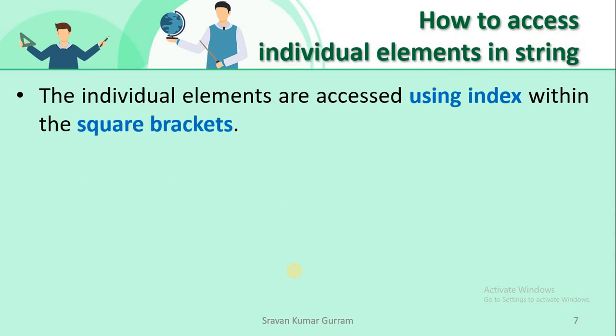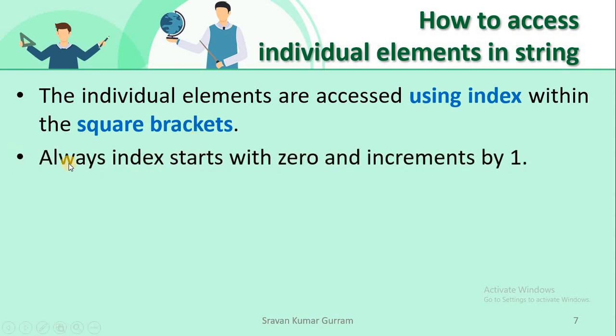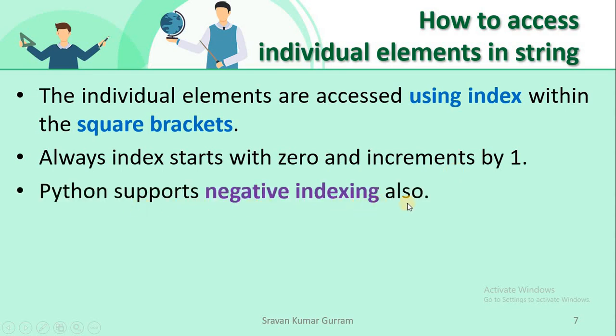Then how to access individual elements in the string? As we discussed, a string is a collection of characters or sequence of characters. We use the index mechanism to access the individual elements. Within the square brackets, we need to write the index to access the specified character. Indices always start from 0 and are incremented by 1. Python supports negative index also. This is a very important point in Python. In C, C++, Java, we use the positive index mechanism only. But in Python, additionally we have the negative index mechanism also.